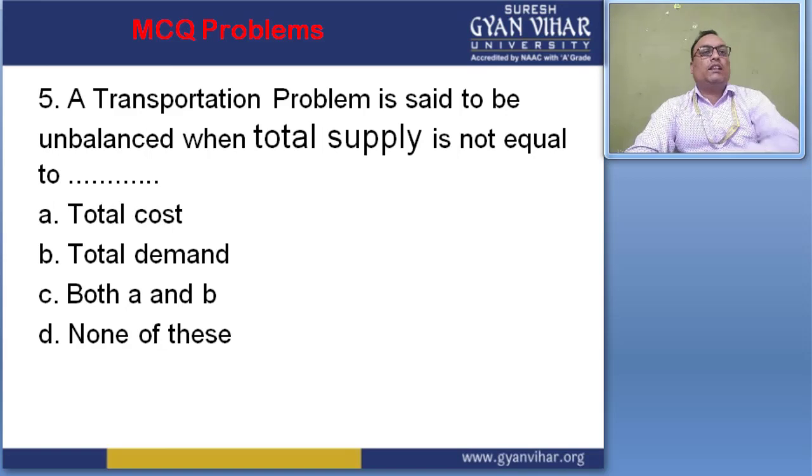This is a very good question. A transportation problem is said to be unbalanced when total supply is not equal to total cost, total demand, both A and B, or none of the above. If total supply is not equal to the total demand, this is the unbalanced problem. So B is the right answer for this question, right? And then move to the next.